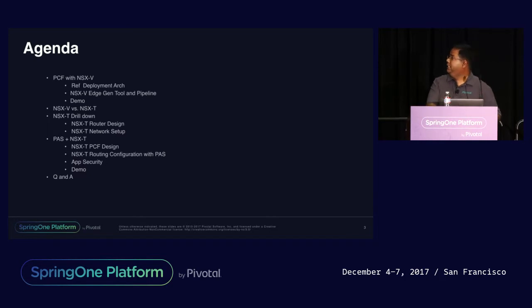So this would be the agenda. We'll be talking about PCF with NSX-V. What are the challenges with it? What is the normal deployment model? What do we recommend to customers to use? What are the things that you can use in order to alleviate the pain associated with NSX-V creation and maintenance? And then we will dive a little bit into NSX-V versus NSX-T, and a lot more into NSX-T. And we will have a little bit of demo for both.